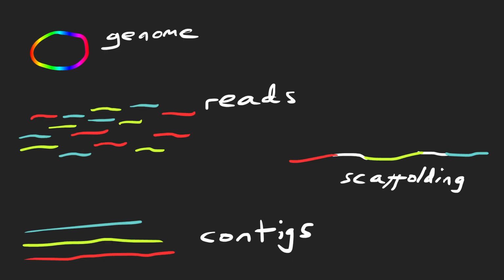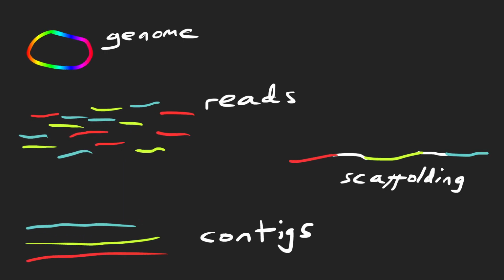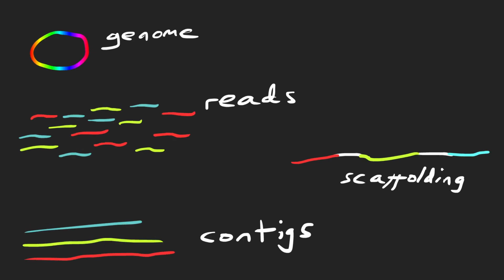These kinds of data match two or more contigs and fill in gaps without giving us the actual genome sequence in those gaps. When we use this information to order and orient contigs, the result is called a scaffold.